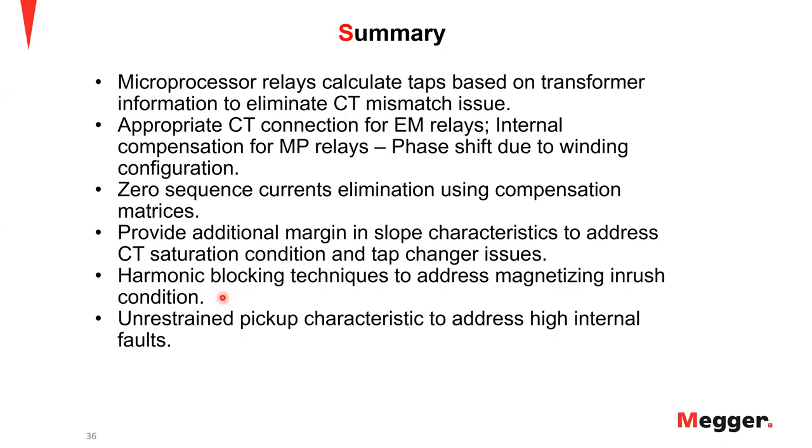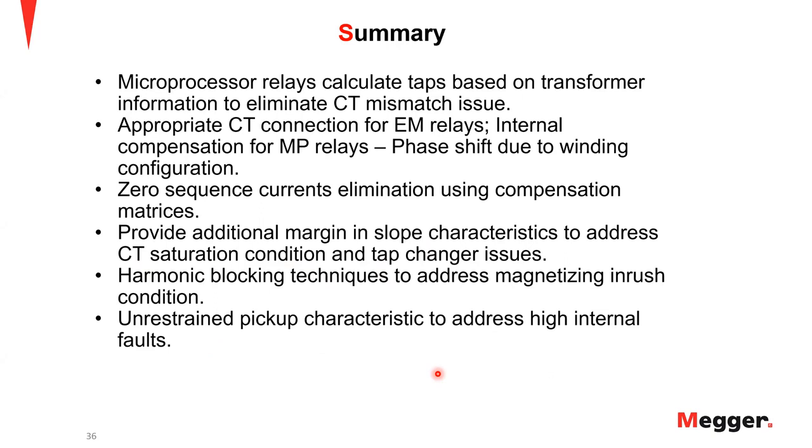And then harmonic blocking techniques are used to address the magnetizing inrush condition, so that the relay does not nuisance trip when we are energizing a transformer. And finally, the unrestrained pickup characteristic is used to trip for high internal faults.